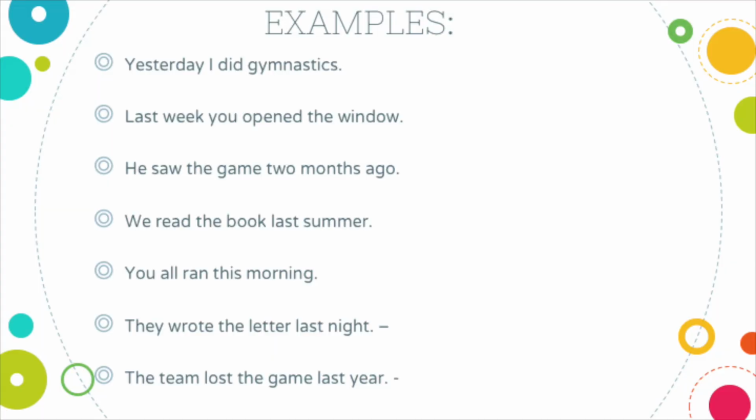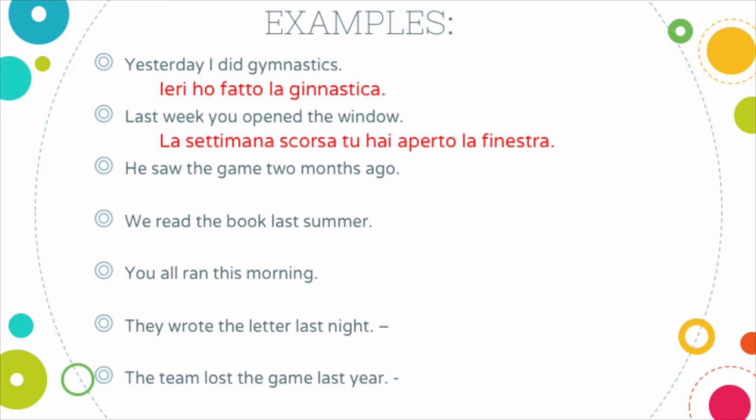Okay, let's see how you did. Yesterday I did gymnastics. Ieri ho fatto la ginnastica. Last week you opened the window. La settimana scorsa tu hai aperto la finestra.